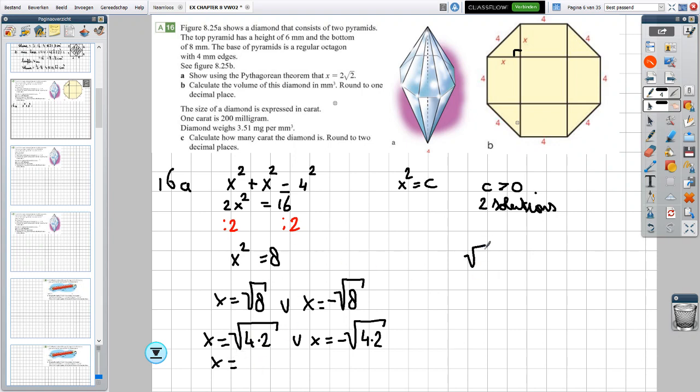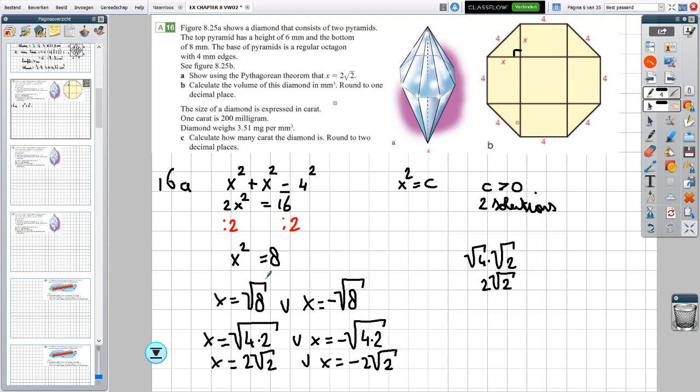You can write it down. Square root 4 times square root 2. You can split them up. Square root 4 is 2. So I'm left with 2 square root 2. Or x is minus 2 square root 2.